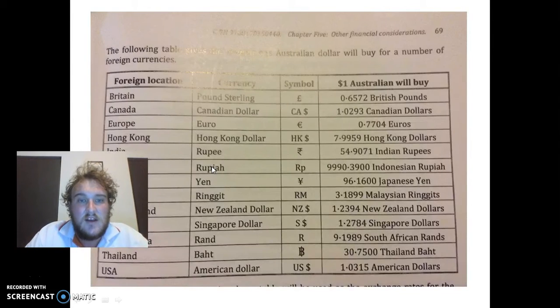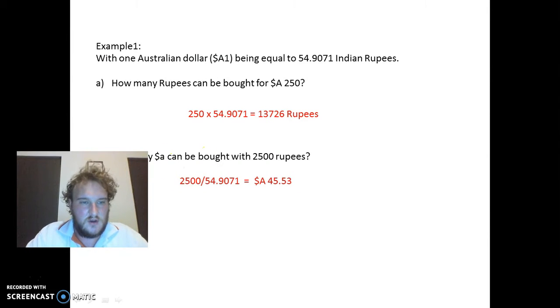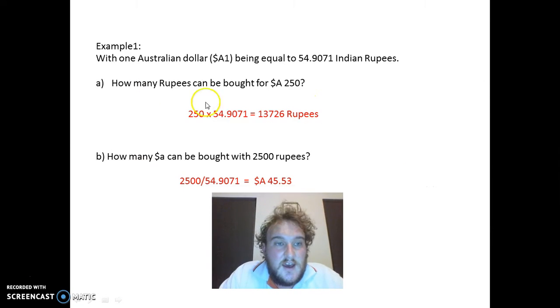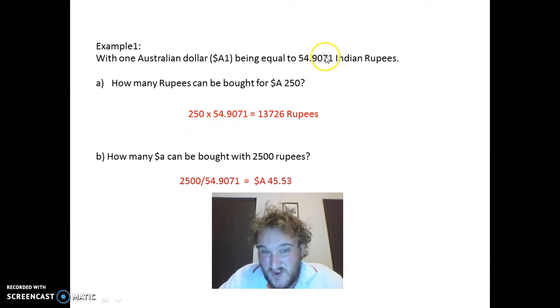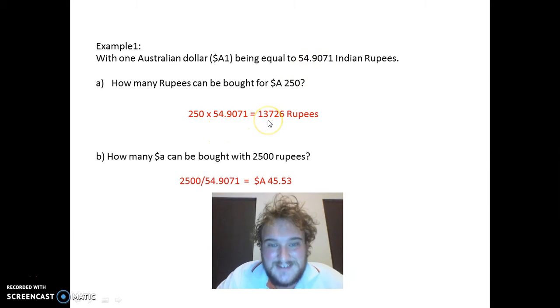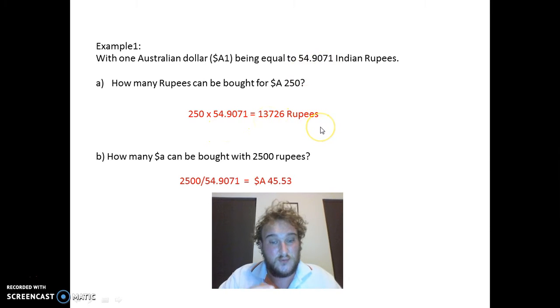Okay, moving on. Let's look at our example. With one Australian dollar being equal to 54.9071 Indian rupees, how many rupees can be bought for 250 Australian dollars? So what we're going to do is go 250 times that by 54.9071, which is our conversion, and that equals 13,726 rupees. It's pretty simple stuff, you just times it together.